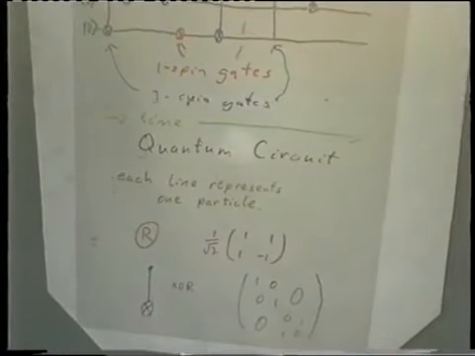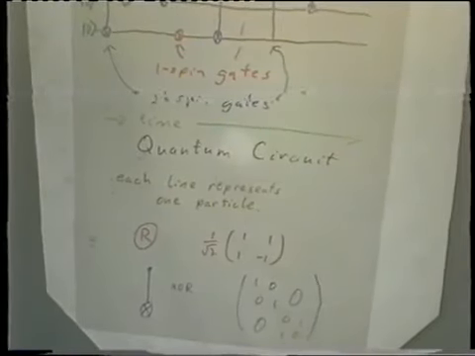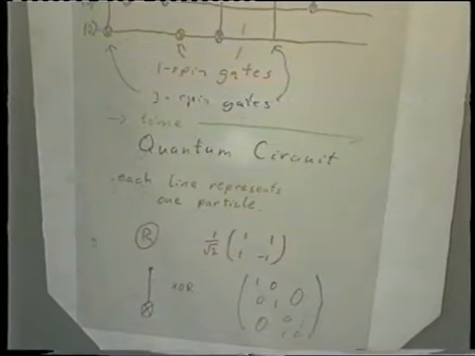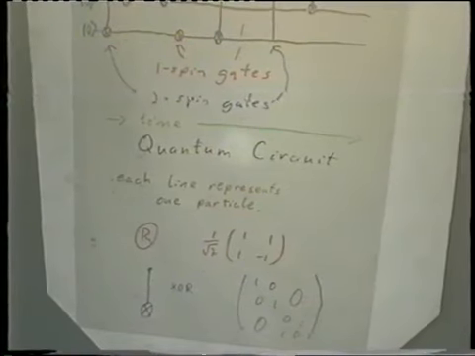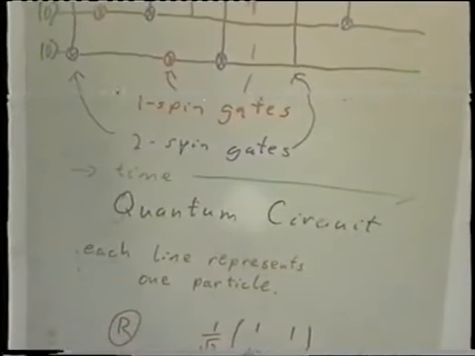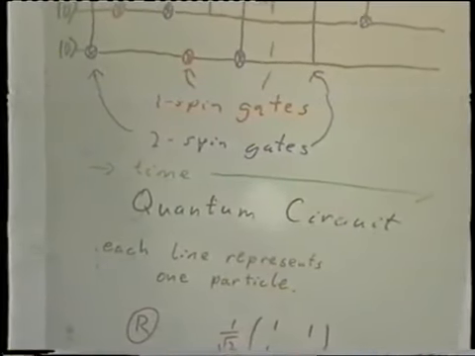So a program is just a list of gates. And then at the end of this, we measure the value of these wires and get a probabilistic output, and that's the output of our quantum circuit.